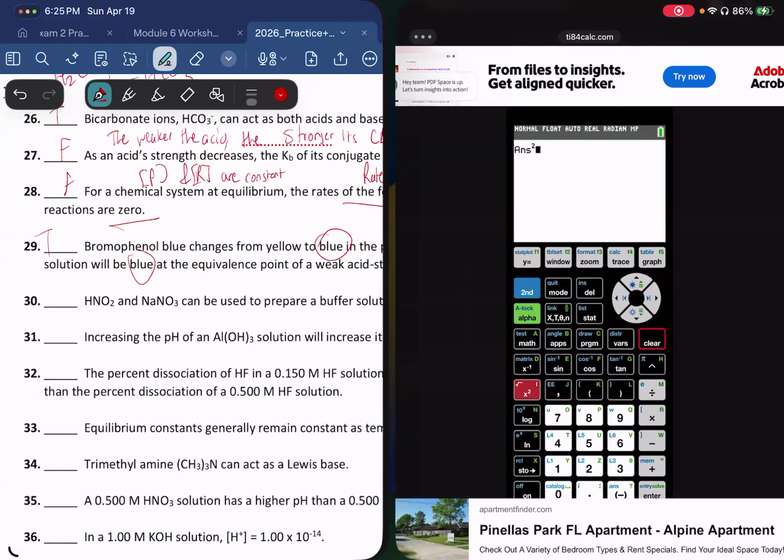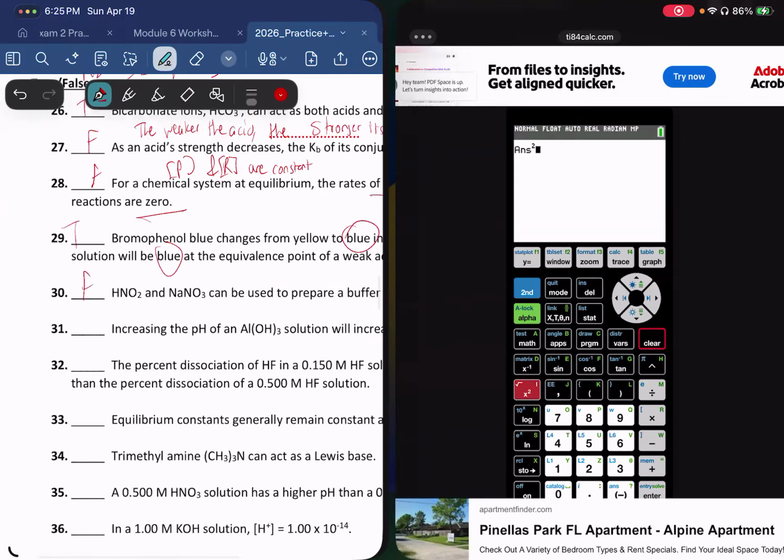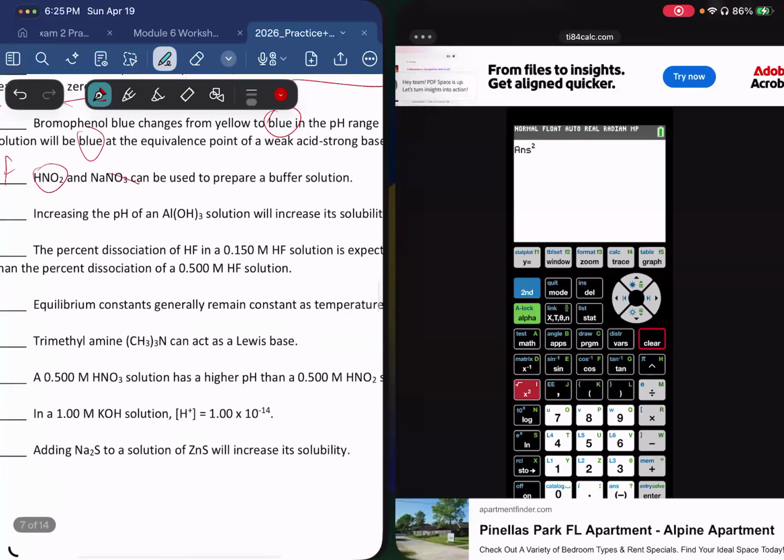30, HNO2 and NO3 minus can be used to prepare a buffer. That's false. You need an acid and its conjugate base. This is not its conjugate base.